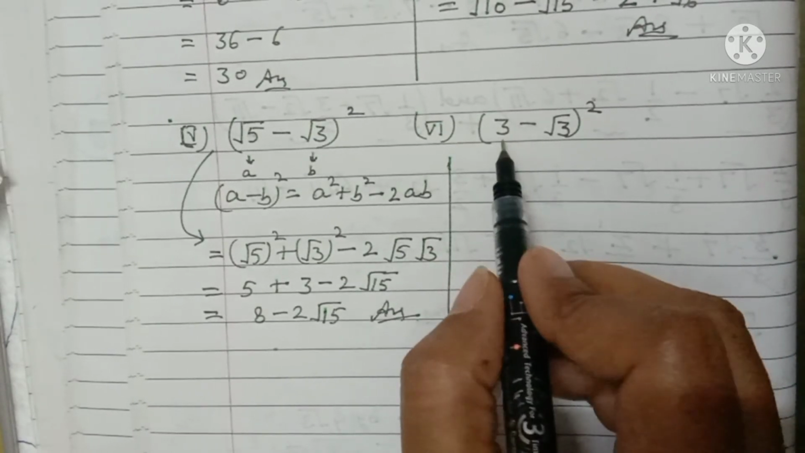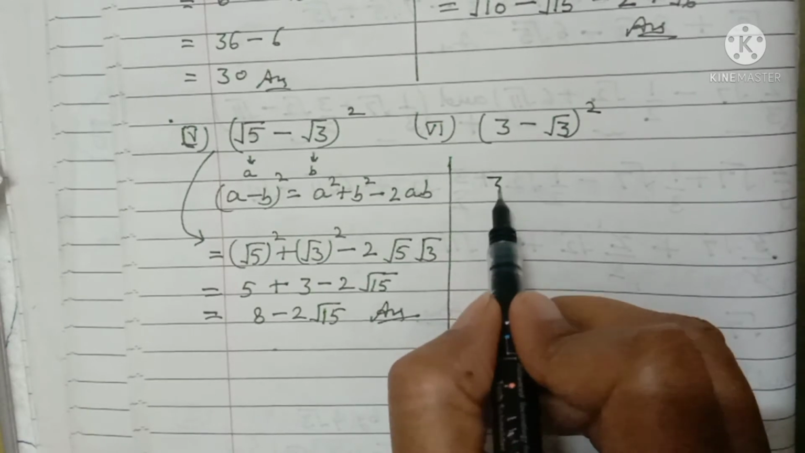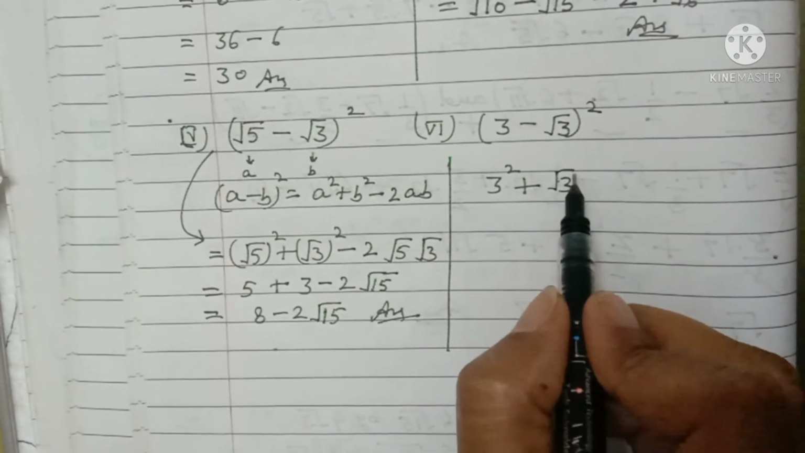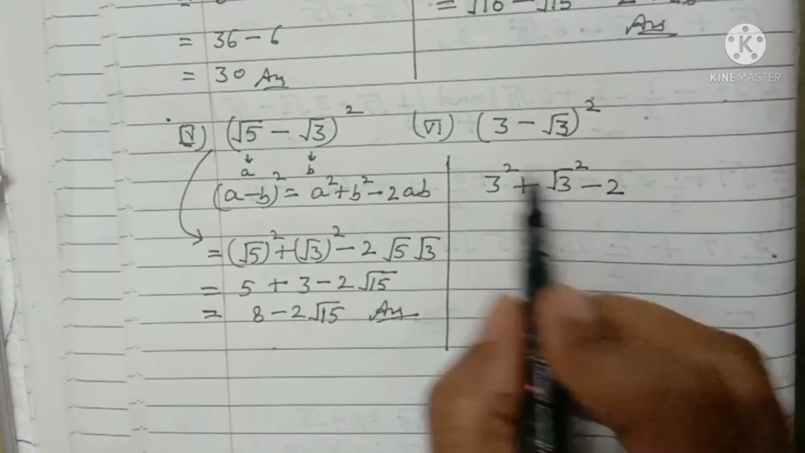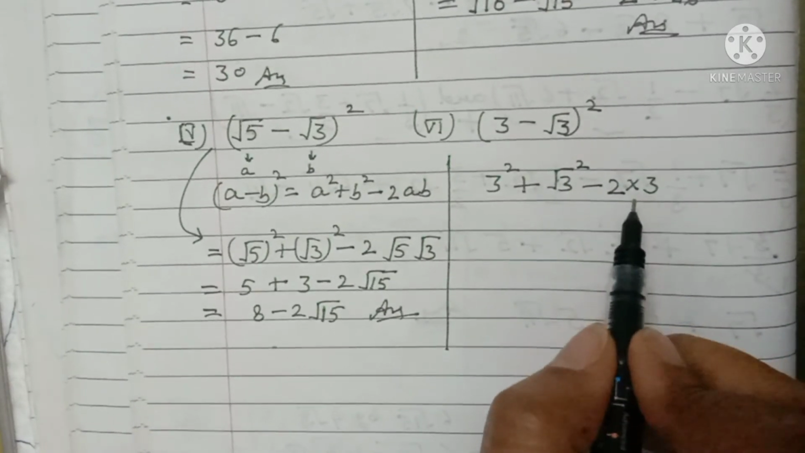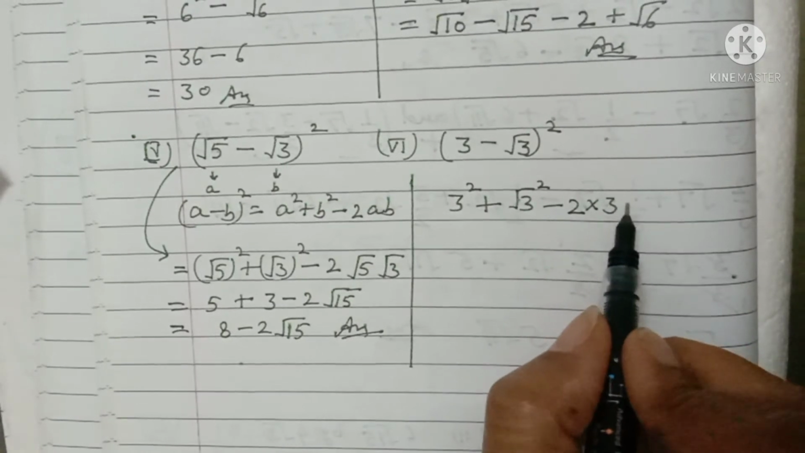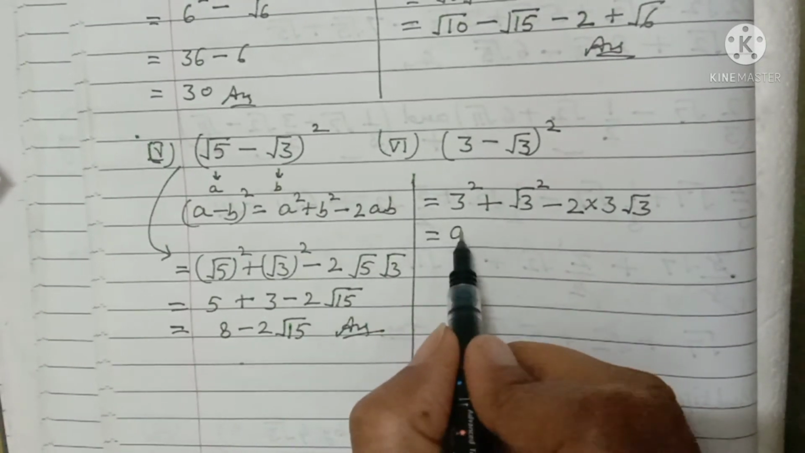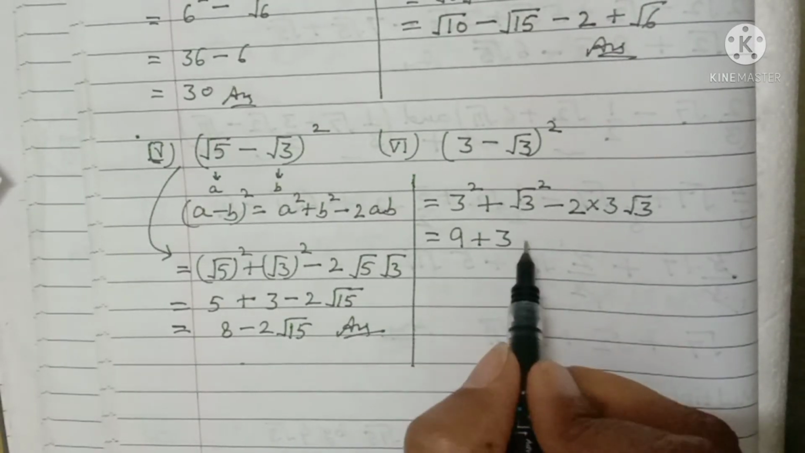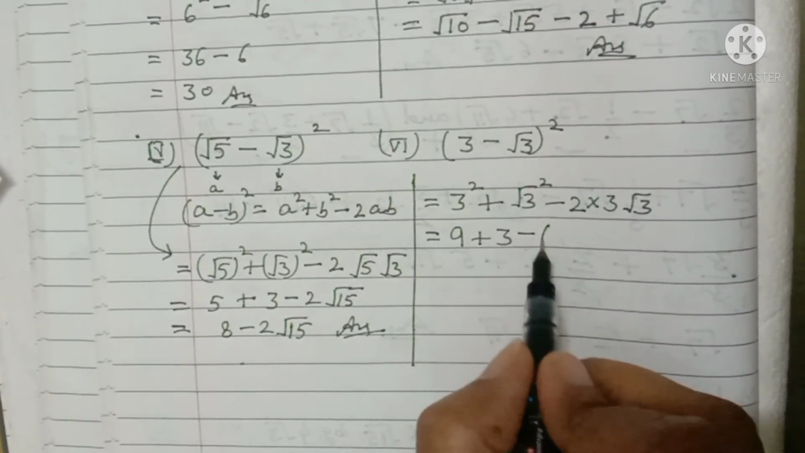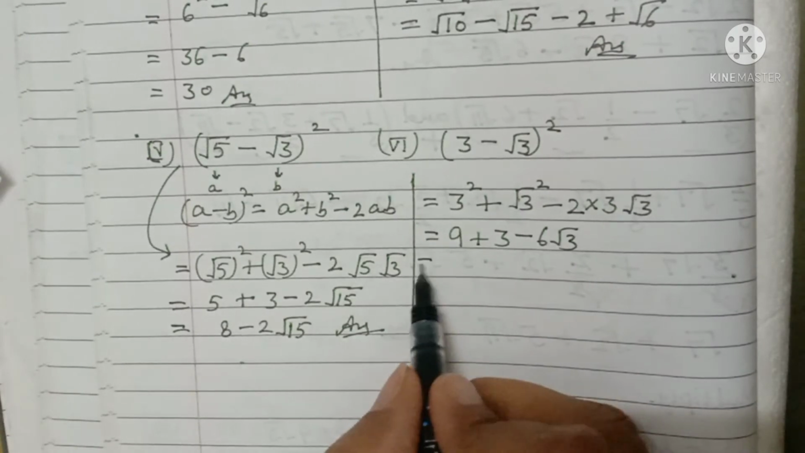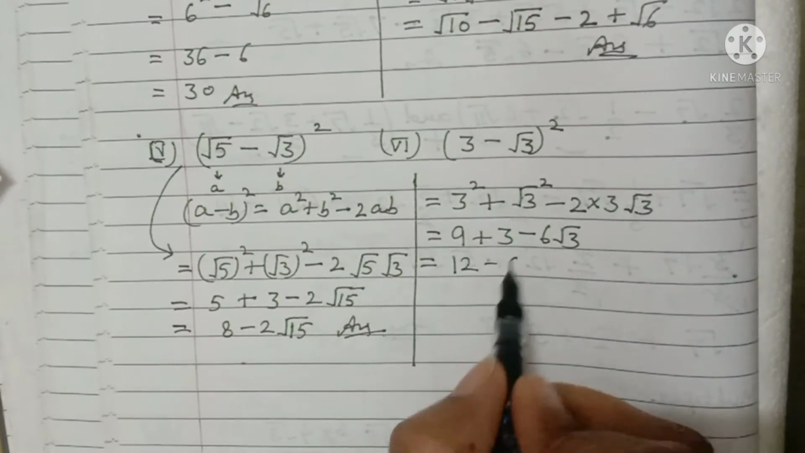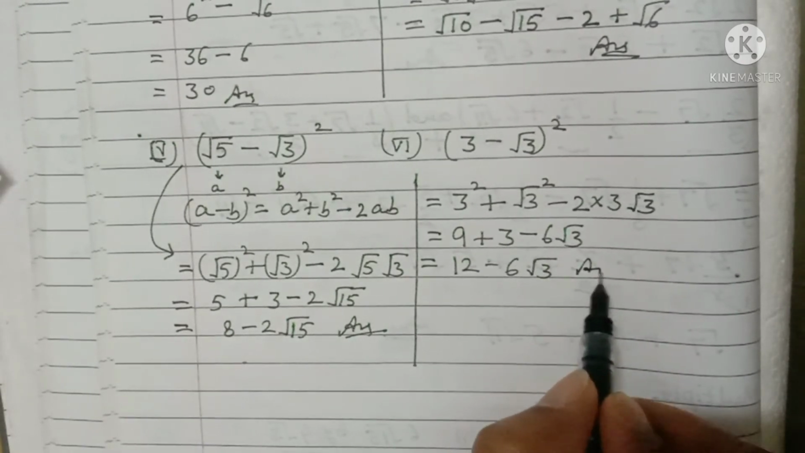3 minus under root 3 whole square: a square plus b square means 3 square plus under root 3 square, minus 2 times a, which is 3, and b, which is under root 3. So it is equal to 9 plus 3, minus 6 root 3. Now 9 and 3 make 12, so 12 minus 6 root 3 is the answer.